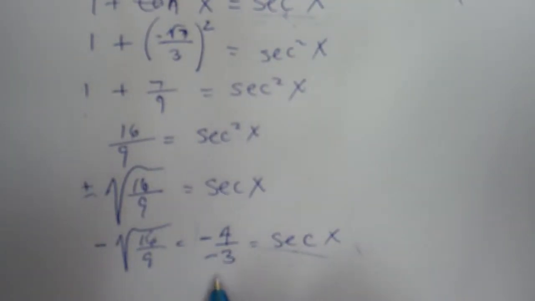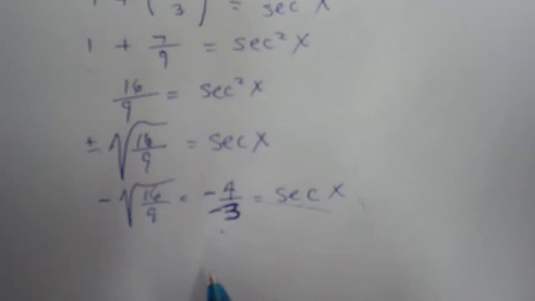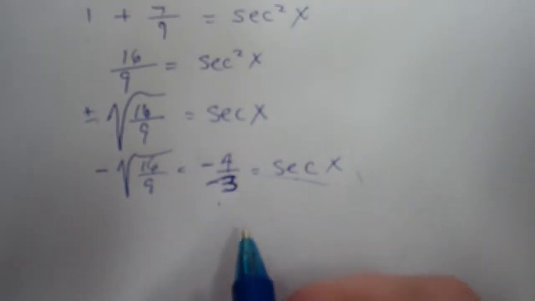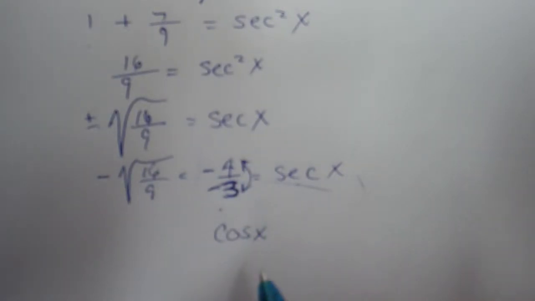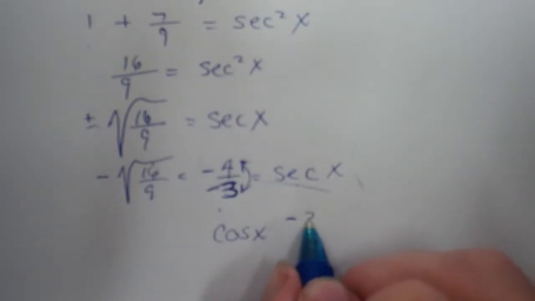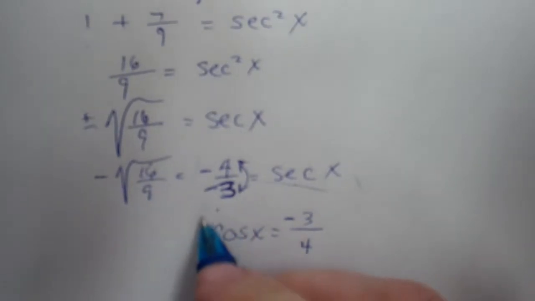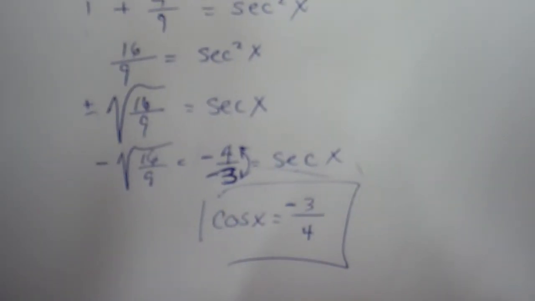If the secant of x is negative 4 over 3, this is just a 3, not a negative 3. If the secant of x is negative 4 over 3, then that means that the cosine of x is the reciprocal of that, which is negative 3 over 4. So the cosine of x is negative 3 over 4.